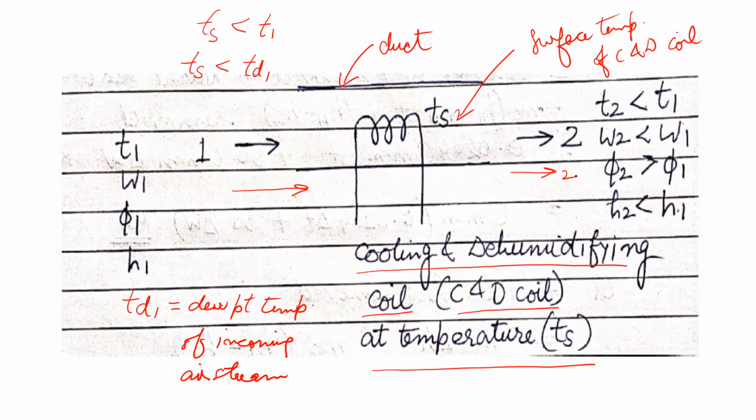So what happens to the various properties? You can see that the final dry bulb temperature is less than the initial dry bulb temperature. Final specific humidity W2 is less than the initial specific humidity W1. Relative humidity actually has increased, though the specific humidity has reduced, the relative humidity has increased. This we will see in the psychrometric chart also. And simultaneously, since we are removing heat, the final enthalpy is less than the initial enthalpy. So this is how this process takes place.